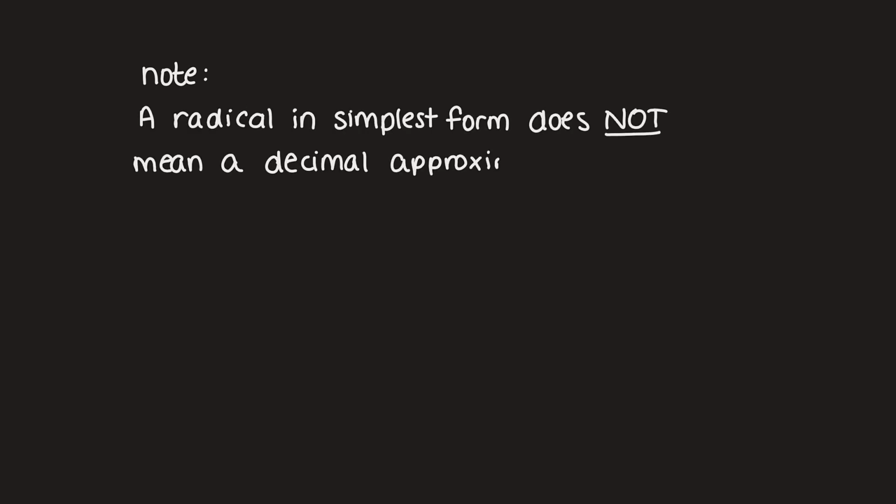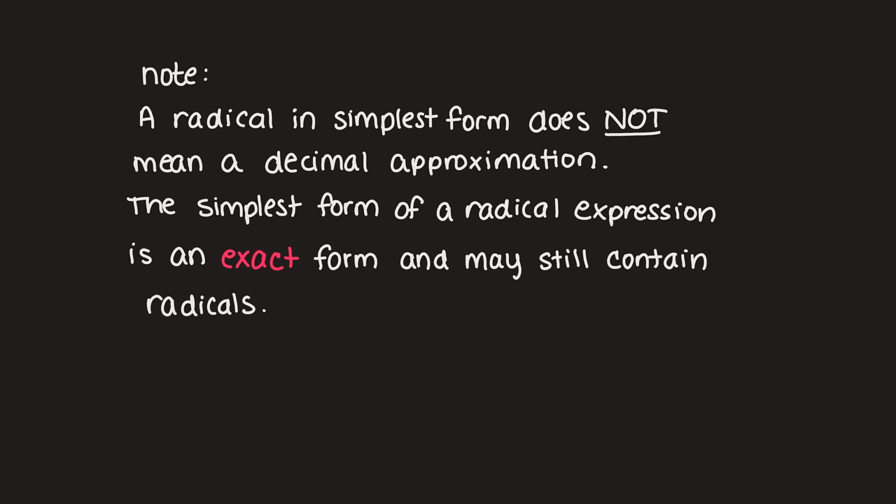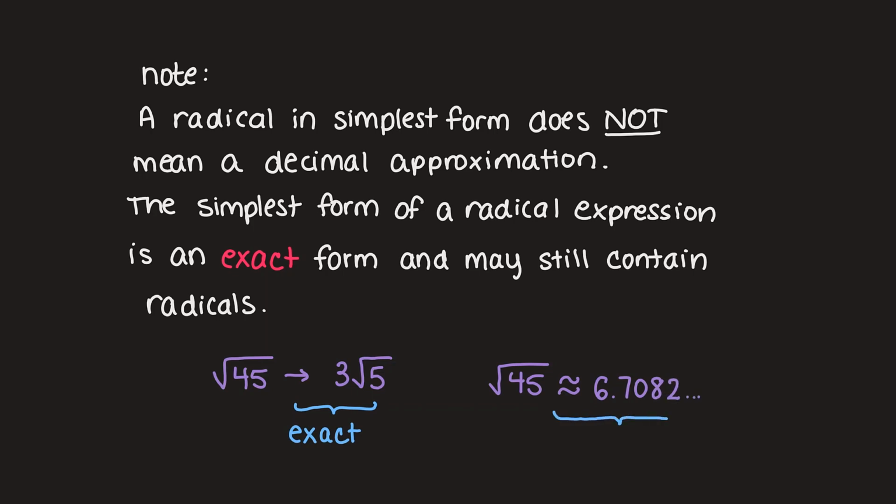So as a side note, a radical in simplest form does not mean a decimal approximation. The simplest form of a radical is an exact form and may still contain a radical. So for example, the square root of 45 simplified to 3 square root 5, which is in exact form, whereas taking the square root of 45 on a calculator would give a decimal approximation, which is not considered simplest form.